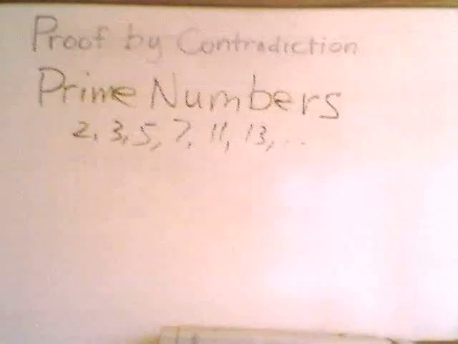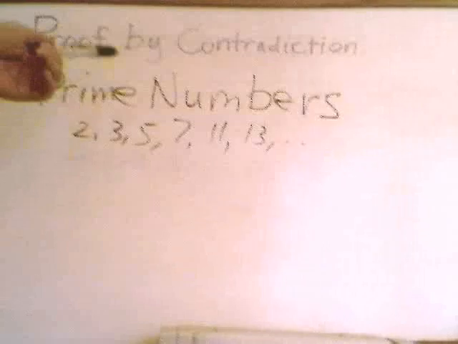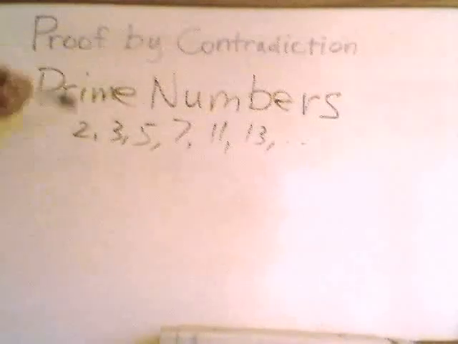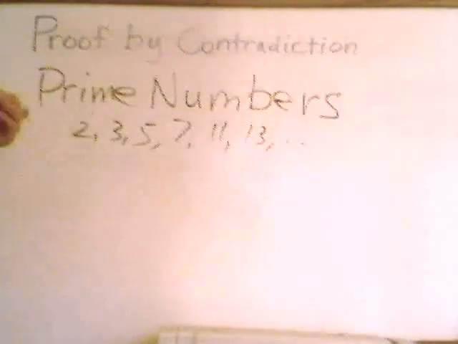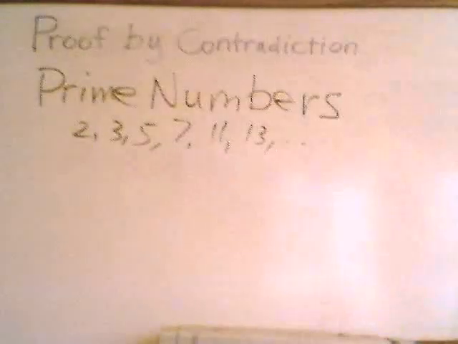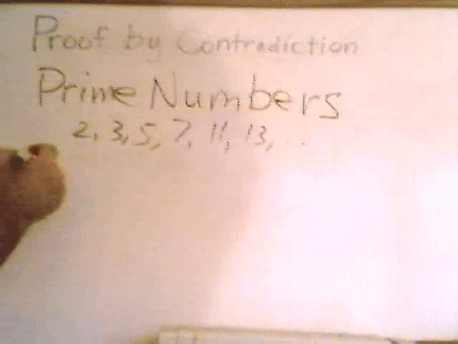Okay, so the idea is numbers like 4, 6, 8, and 9 are not prime numbers, obviously, because 4 is equal to 2 times 2, 6 is equal to 2 times 3, 8 is equal to 2 times 2 times 2, and so on.